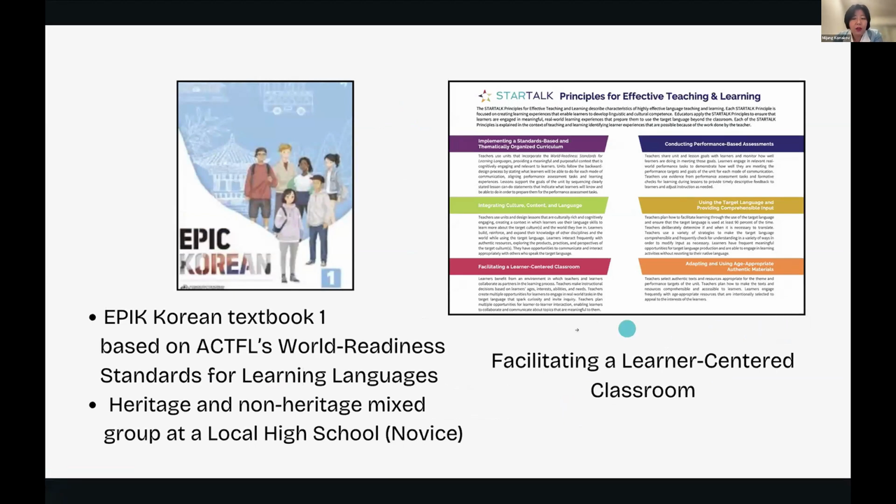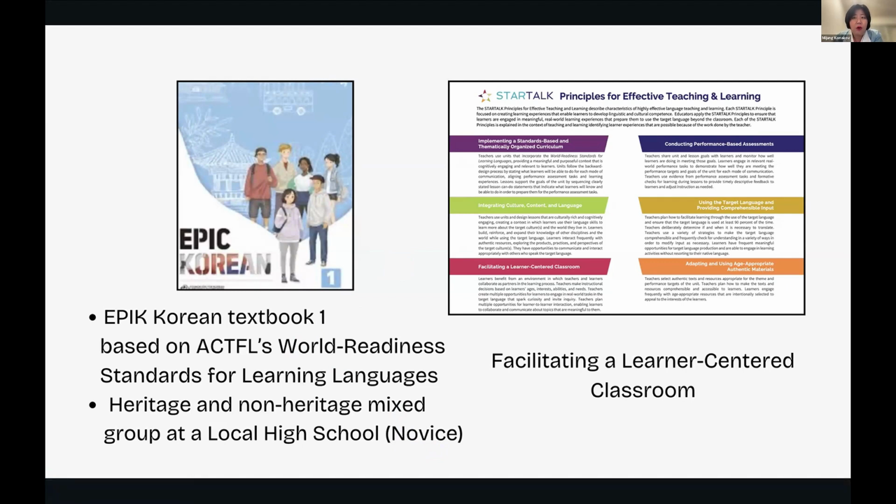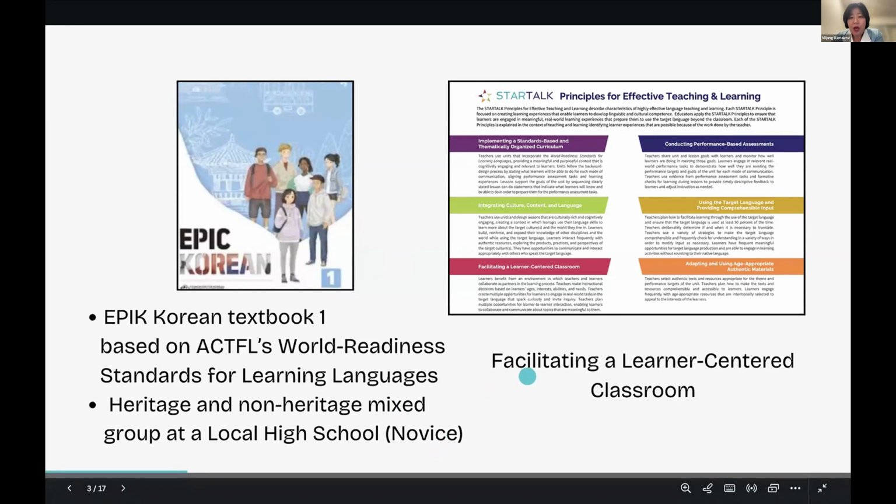This high school is using the Epic Korean textbook, based on the Act for World Readiness Standards for learning language, which is the 5Cs. These students are a mixed group of heritage and non-heritage learners, and they are all novice level. The non-heritage students don't know what the Korean alphabet looks like, so the students all varied in their skill levels.